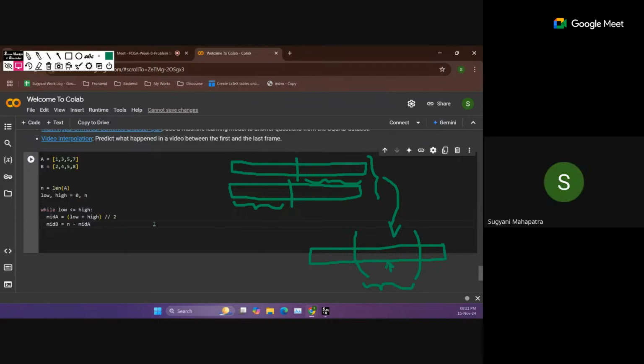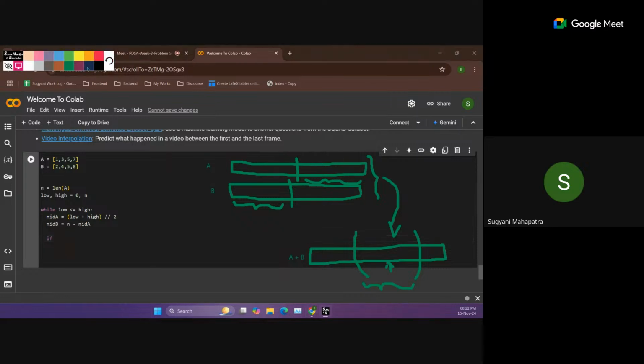I'll run for one more iteration so you will understand what happens. But for this particular iteration, let's understand what is happening in the first iteration. Let me just mark here. This is A, this is B, this is the merged list, the merged list of A and B. We took middle of B as n minus middle of A. Now we will assign a left boundary and a right boundary to both A and B.